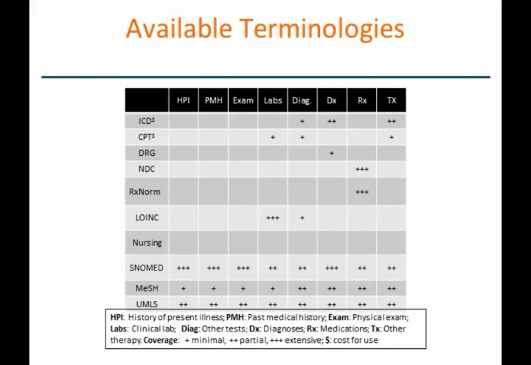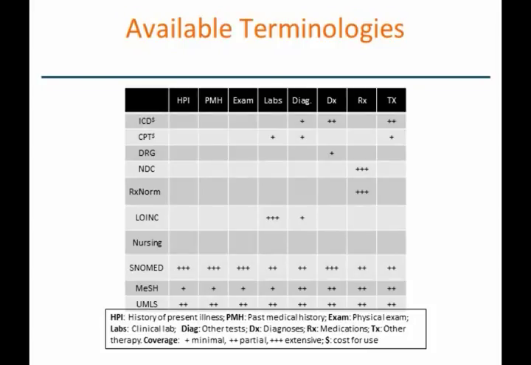DRGs, diagnosis-related groups, are great for other tests, but they're not good for much else. The drug terminology is great for drugs and, of course, not useful for anything else. I didn't discuss RxNorm. LOINC is great for labs and some diagnostic tests, but not much more. SNOMED and MeSH and UMLS are much broader, but they have their own problems as well.